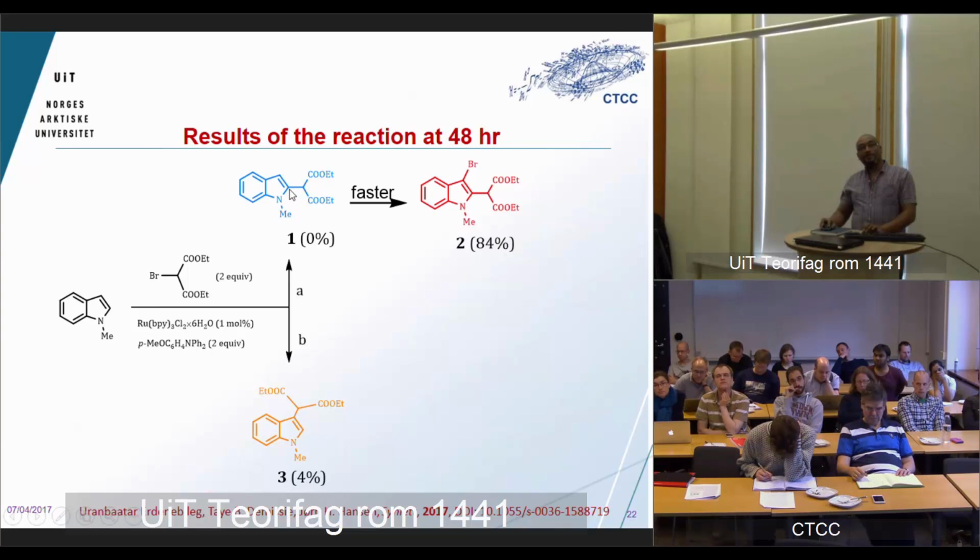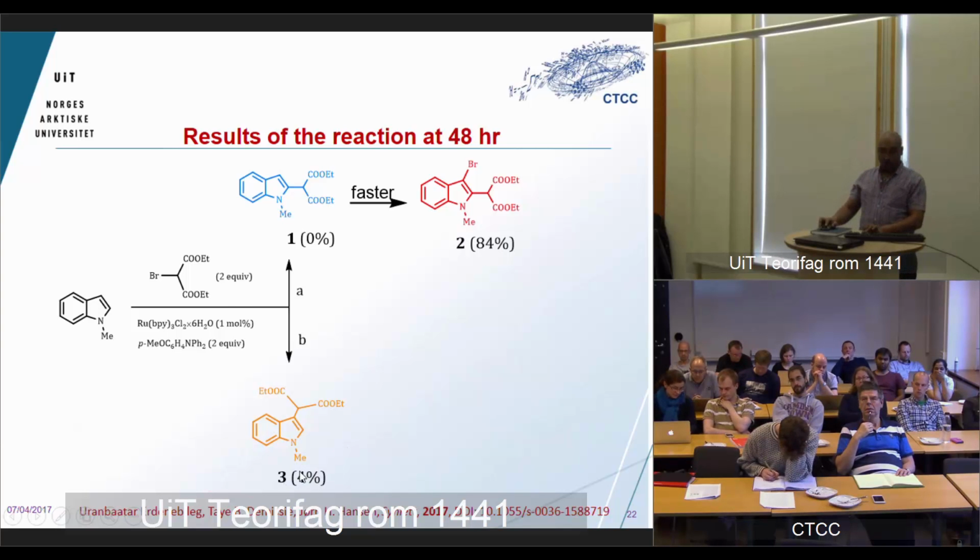And then this monofunctionalized methyl indole at the C2 position will get brominated in some way and forms this compound 2 with 84% yield. And the second reaction, or reaction path B, is a formation of the malonation at the C3 position for compound 3, with a very low yield of 4%. And compound 3 can convert to compound 4, or C2 malonation.